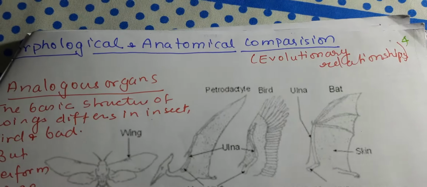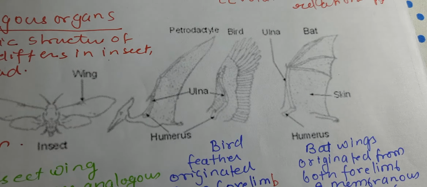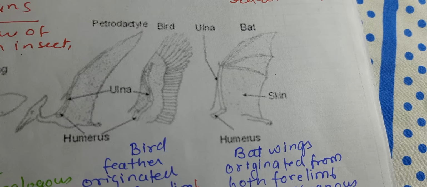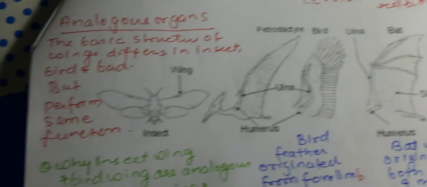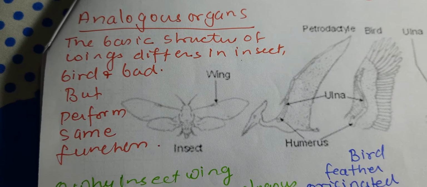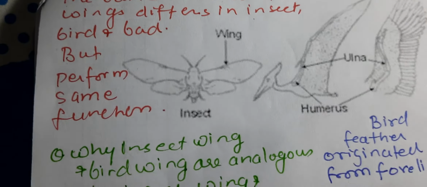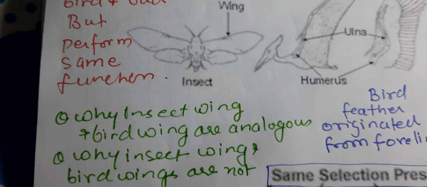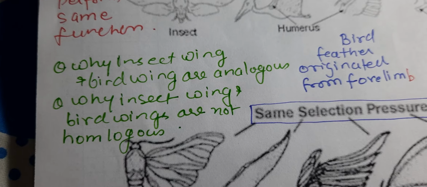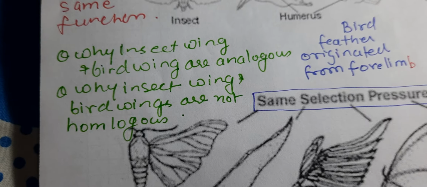Now, morphological and anatomical comparison. When we are comparing the wings of an insect, that of a bat, and that of a bird, these are analogous organs. The basic structure of the wing differs in insects, birds and bats, but they perform the same function. So why are insect wings and bird wings analogous?